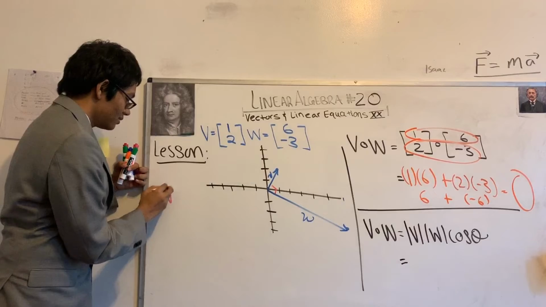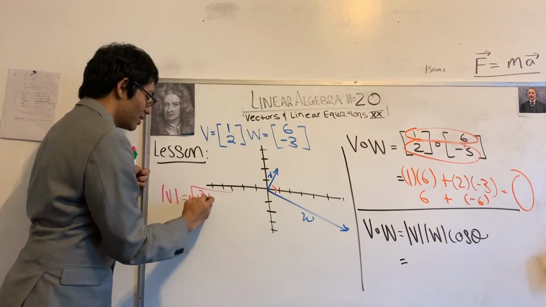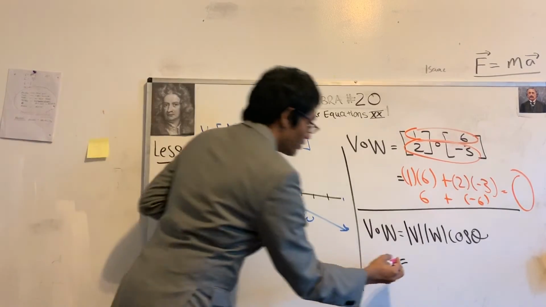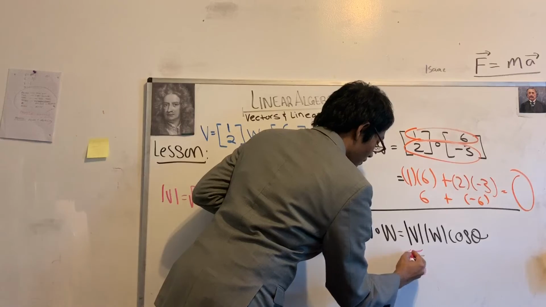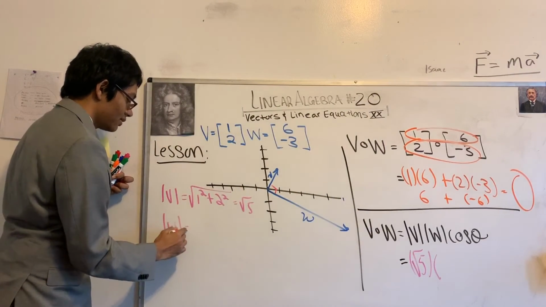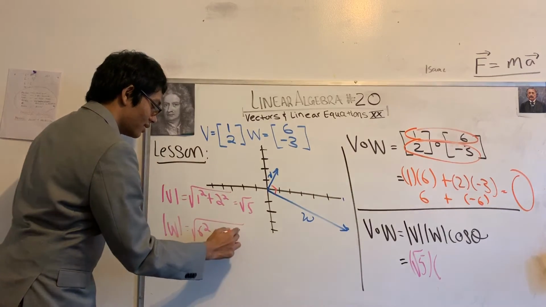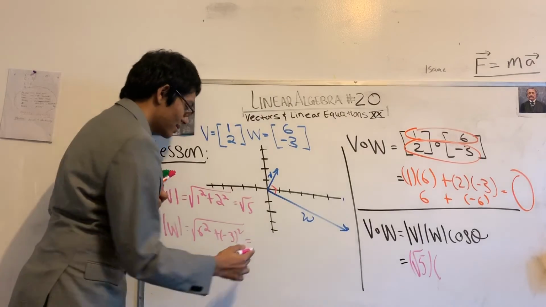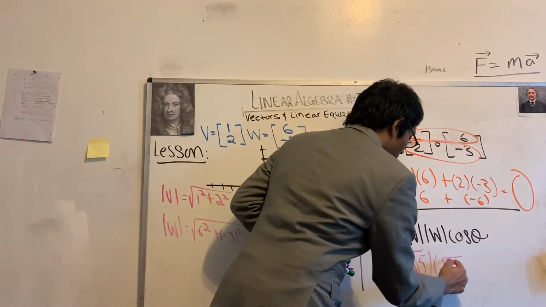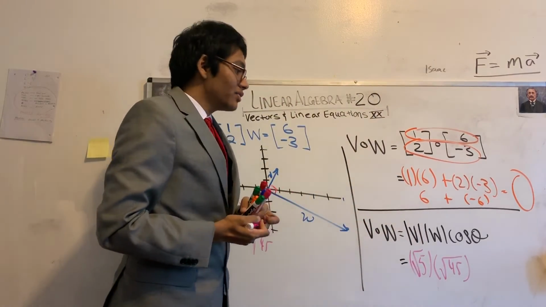What is the magnitude of vector V? It's 1 squared plus 2 squared, so it's the square root of 5. What about vector W? It's 6 squared plus minus 3 squared, which is 36 plus 9, square root of 45.